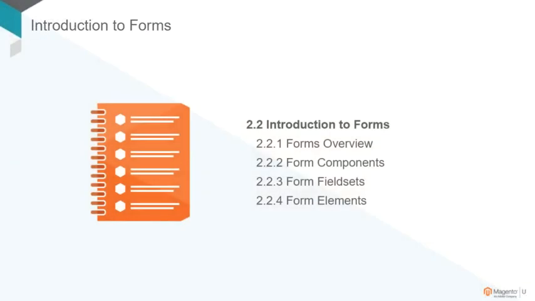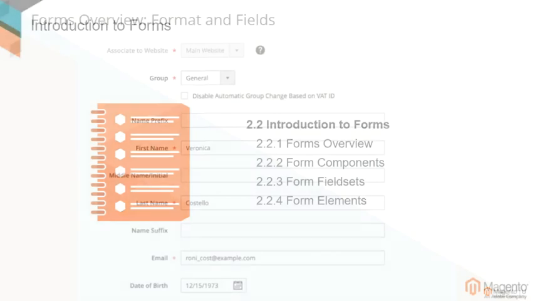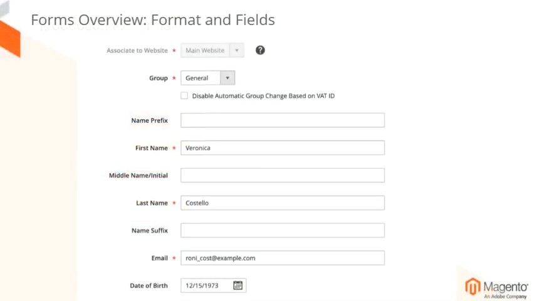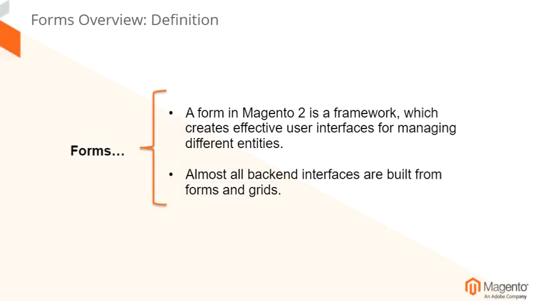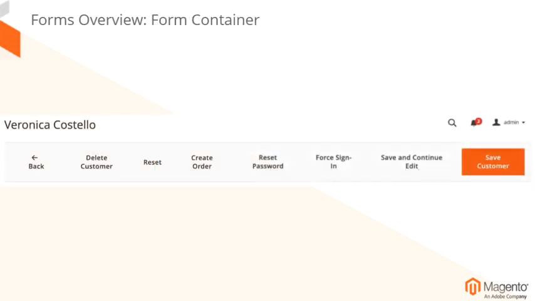Introduction to Forms. Here is an example of the form Backend Interface. A form in Magento 2 is a framework which creates effective user interfaces for managing different entities. Almost all back-end interfaces are built from forms and grids. A form container's main goal is to display actions applicable to the whole form, for example, save or delete.